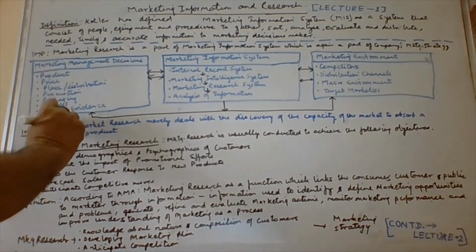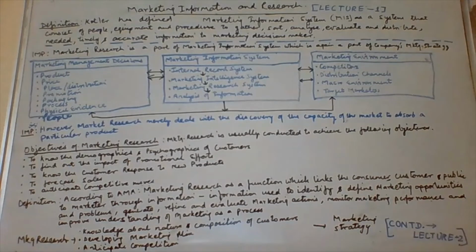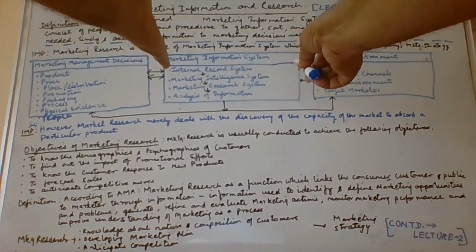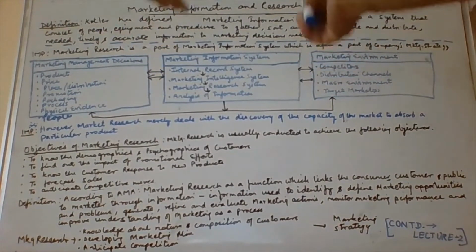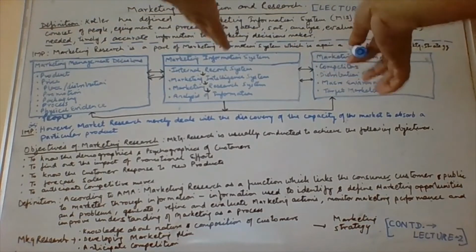Now people can again research the customers to whom the product has to be sold. So these are the various areas where the marketing manager has to take a decision, and these decisions are based on the information he seeks from the external environment and the internal environment, putting together.